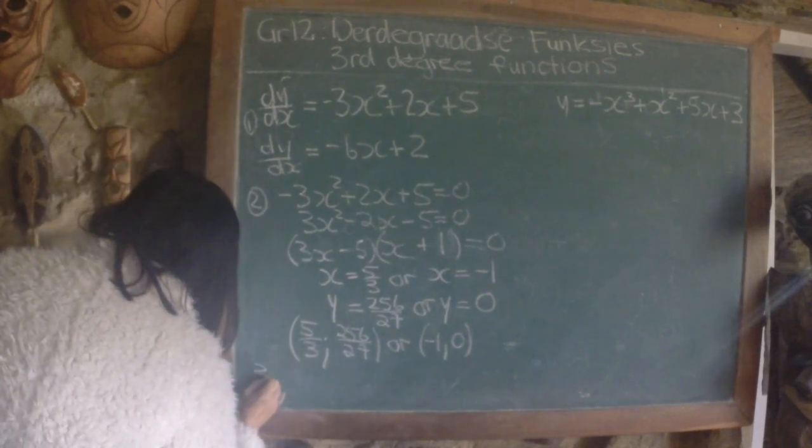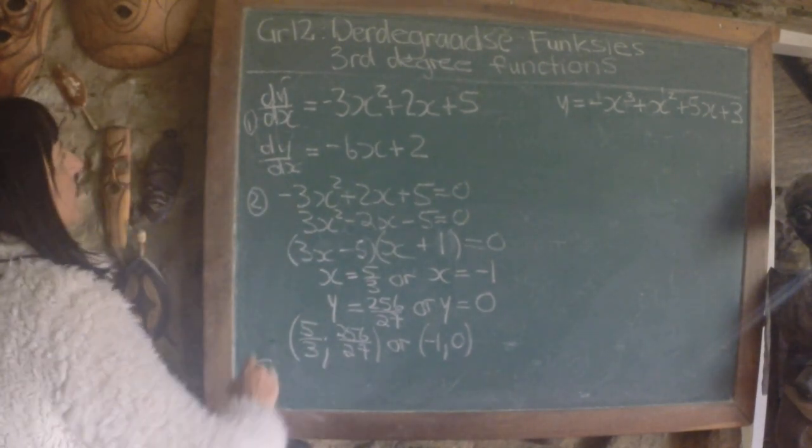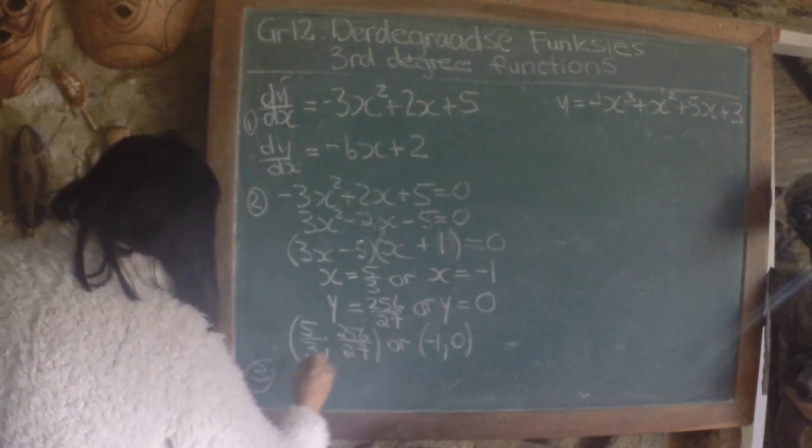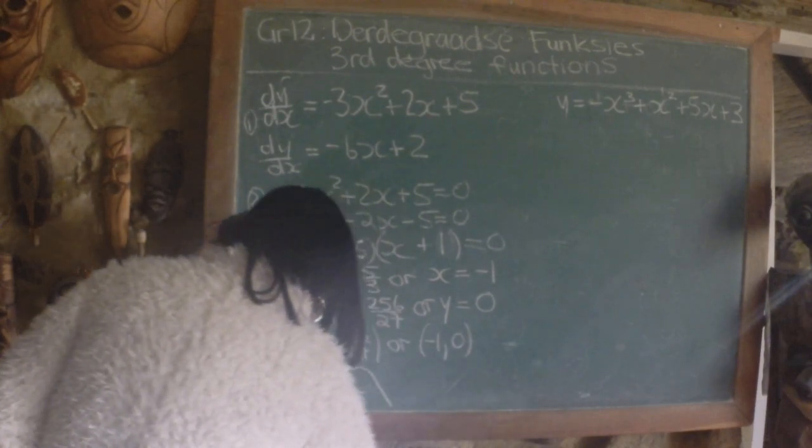Number 3, let's quickly check the form. The a value is minus 3, so it's just got two stationary points, so it's going to look like that.